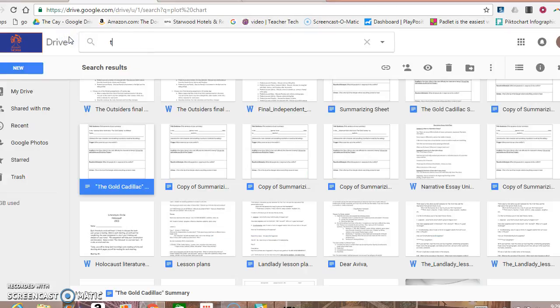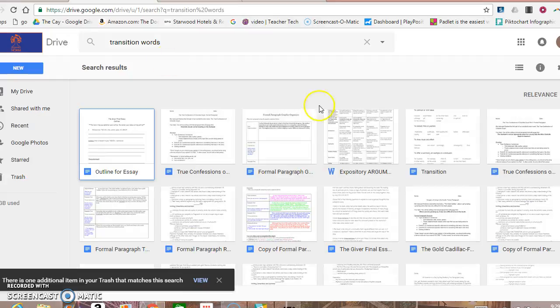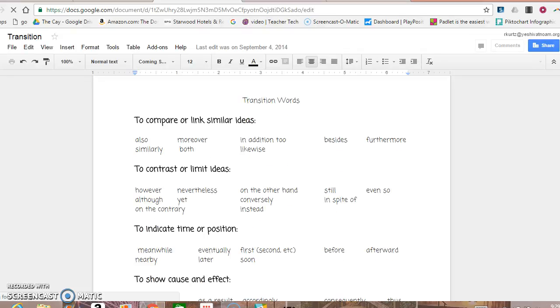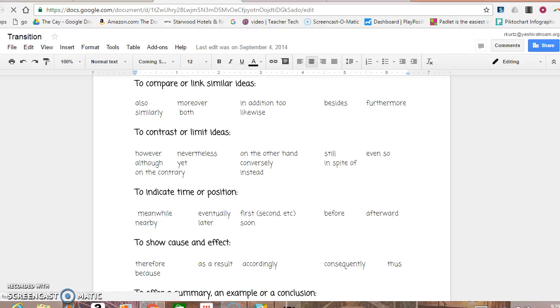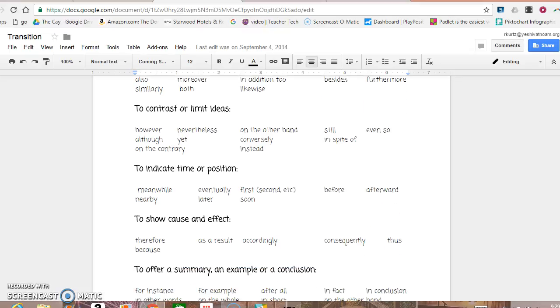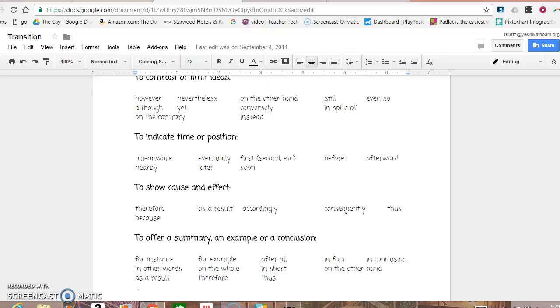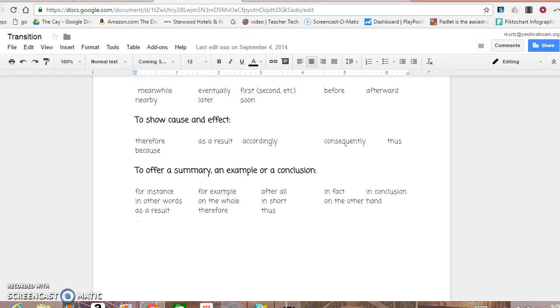And here is a list of transition words. It is in your packet, your formal paragraph gold paragraph packet. But if not, here's a list of transitions. Feel free to pause the video at this point if you want to look over these transitions. I'm doing it very slowly so you can look at it. You can pause this video at any time to look at transitions that should help you transition into different parts of the story.